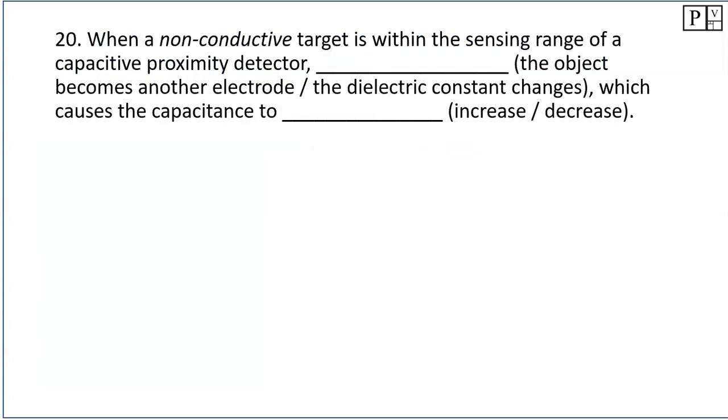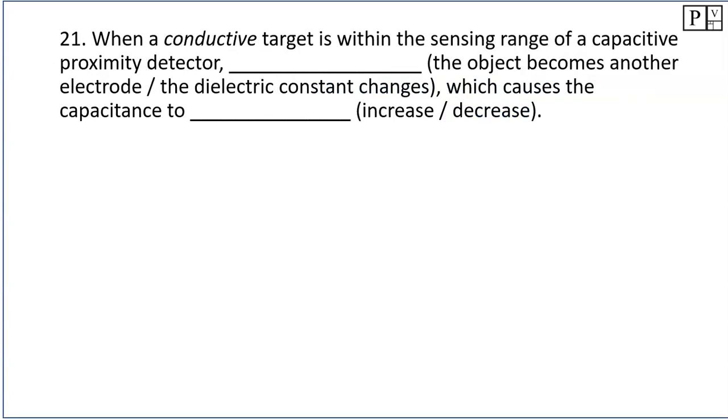Okay, a couple questions here for 20 and 21. When a non-conductive or like a plastic target is within the sensing range of the capacitive proximity detector, we said that that is changing the dielectric. So it changes the dielectric, and by changing the dielectric, then it increases the capacitance of the sensor.